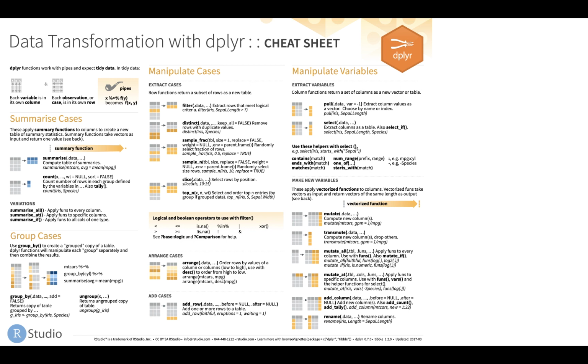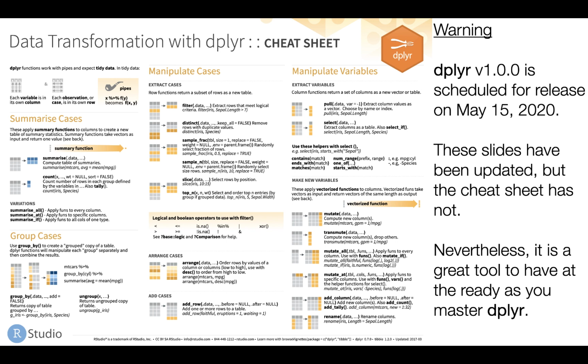However, I'd like to issue a warning at the very beginning. This is a little bit dated. The dplyr package version 1.0.0 is scheduled for release on May 15th of 2020. These slides, I've tried to update them for this newest version of dplyr, but the cheat sheet has not yet been updated. So it's good to have handy while you're trying to master the verbs of dplyr, but do know that some of those are a little bit dated, and I would imagine that the cheat sheet itself is going to get a refresh shortly after that release. So stay tuned.